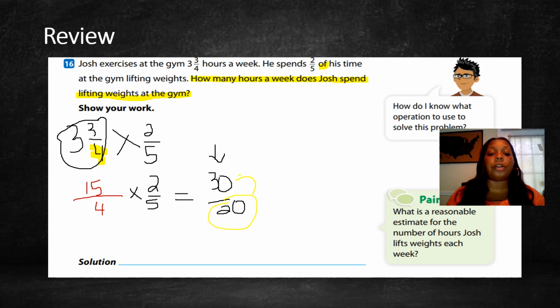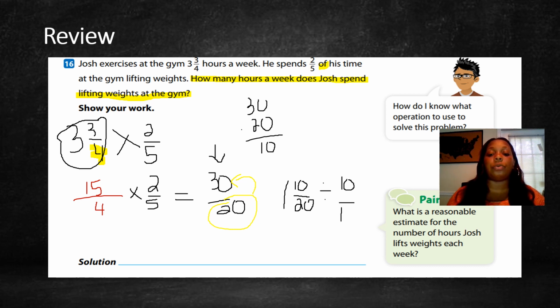20 goes into 30 one time, so I'm going to write a 1. And then when I do 30 minus 20, I'm going to have 10 left over. So the number that is remaining is going to be my numerator, and I'm going to keep the same denominator. So my answer is 1 10/20. But I see that both of my numbers can be divided by 10. And that's going to help me to simplify.